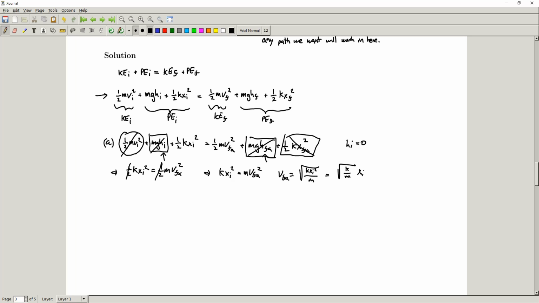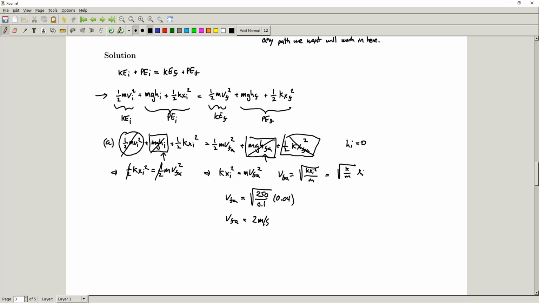And at this point, it's just a matter of substituting in numbers. So we would end up with, well, what was k? K was 250 newtons per meter. And then we had 0.1 kilograms here, and we're going to multiply the whole thing by 0.04 meters because that is our spring compression, right? If we do that, we're going to find a final velocity at the point A of 2 meters per second. Okay, so that would be our answer for part A.